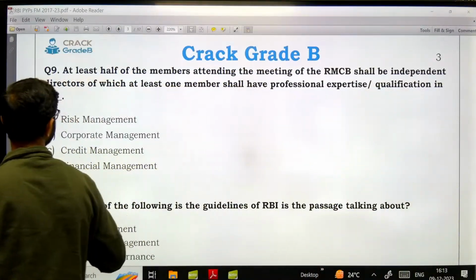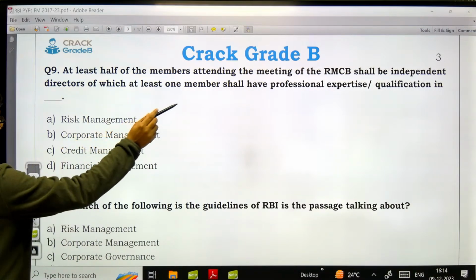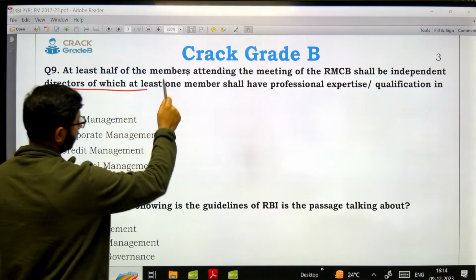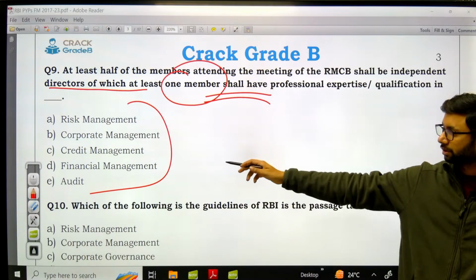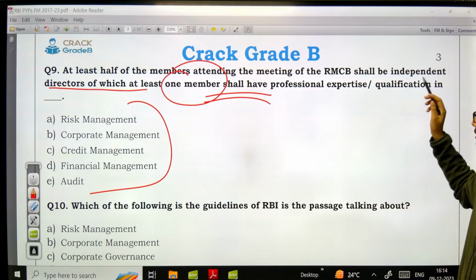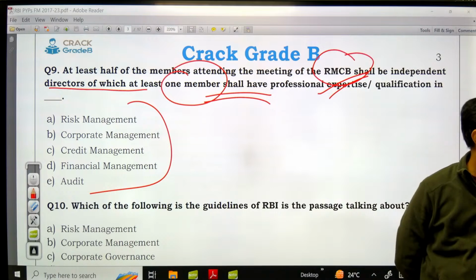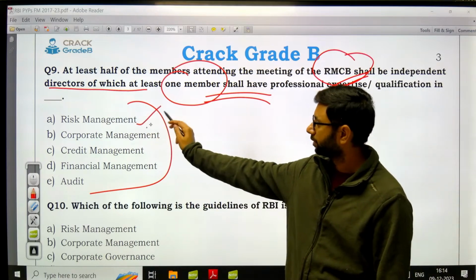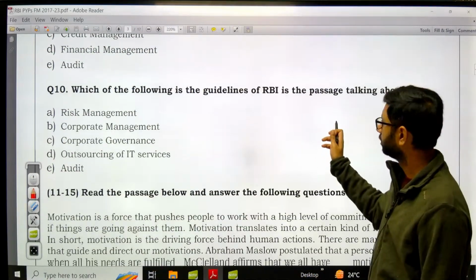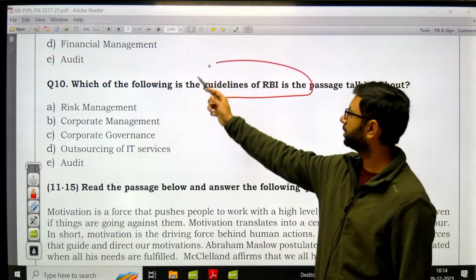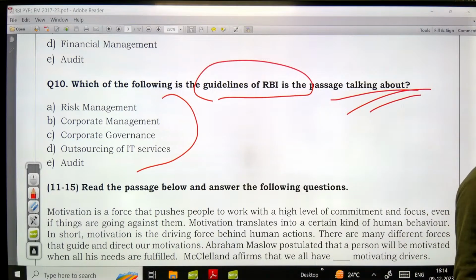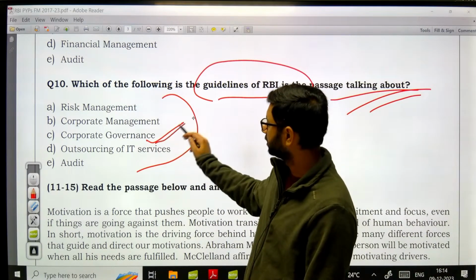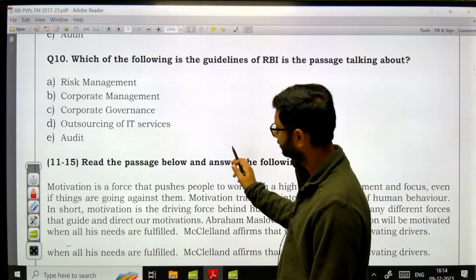Next question, at least half of the members attending the meeting of Risk Management Committee shall be independent directors, of which at least one member shall have professional expertise qualification in. This is a very good, easy question. You can get the answer from the question itself, since it's a Risk Management Committee board. Yes, correct. Risk management is the correct answer. Which of the following guidelines of RBI is the passage talking about? Well done, everyone. Corporate governance, because I already gave you the answer. So you guys are smart enough to mark the correct answer.